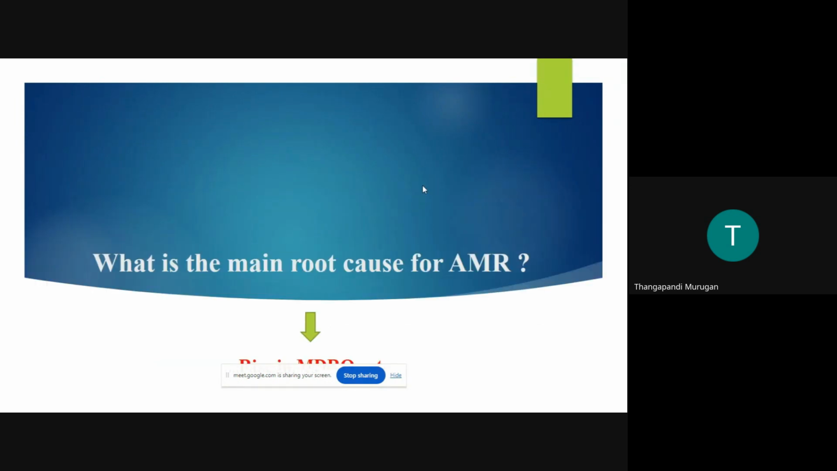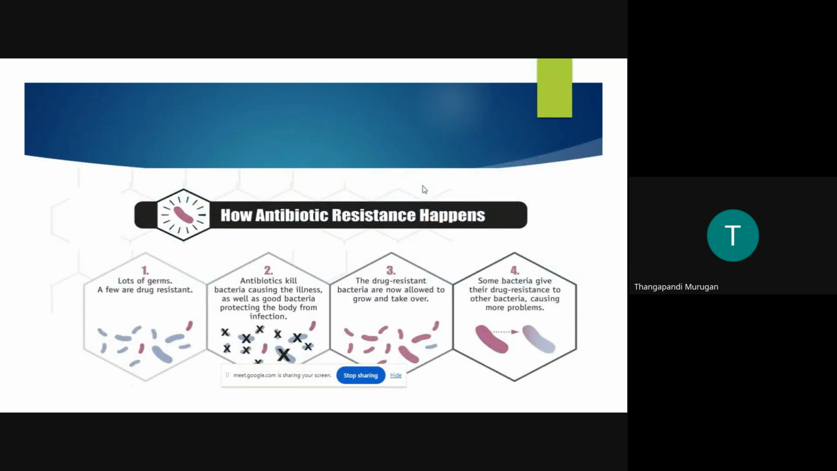What is the main root cause of AMR? It is a basic concept. First, there are a lot of germs and infections. We had penicillin, and a few drug resistances are there.